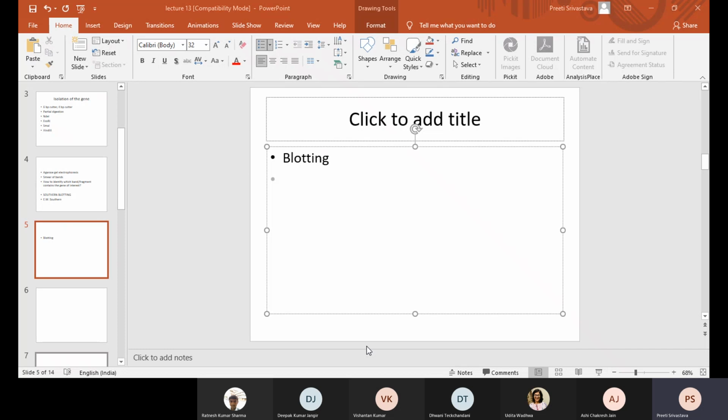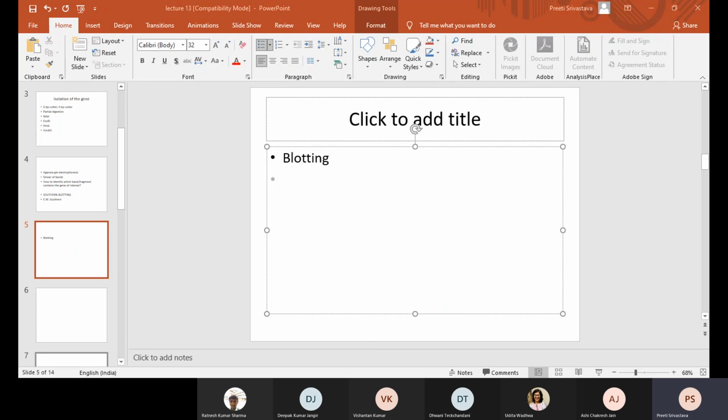Blotting would mean what? Just go by the English meaning, you don't have to worry about the science. The reason I'm trying to tell you is because then it will be easy to remember. Blotting is basically like spotting something on another surface. Right, on another surface. So for example, blotting sheets are used when you want to soak something, right? Many a times.